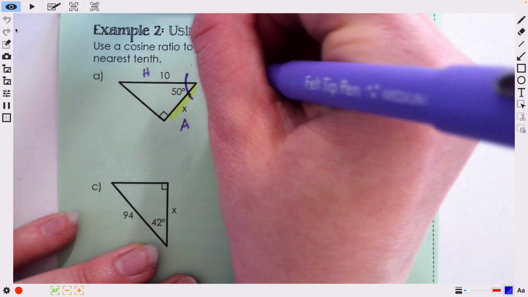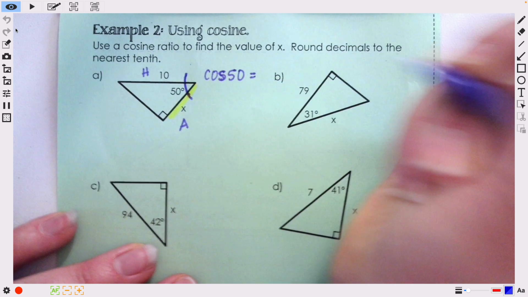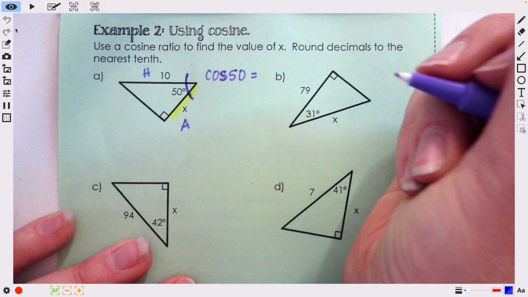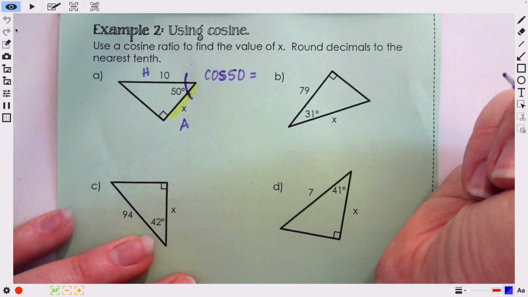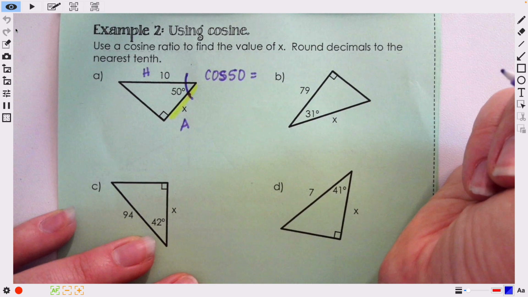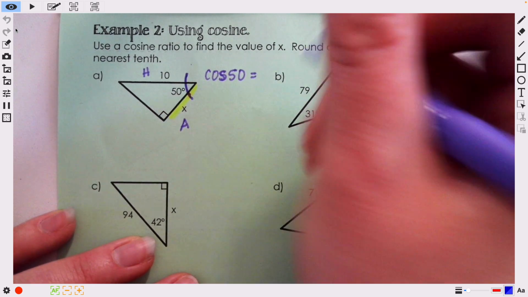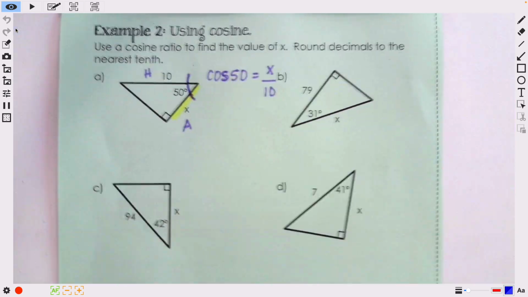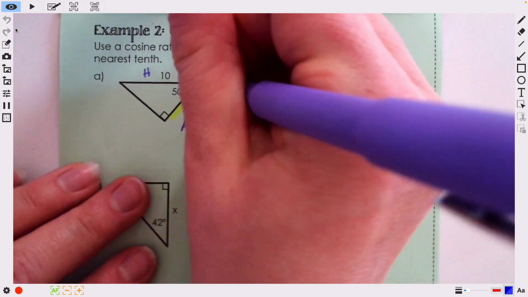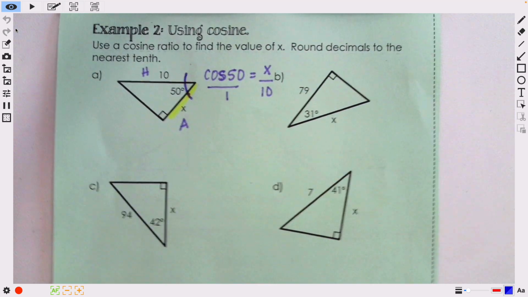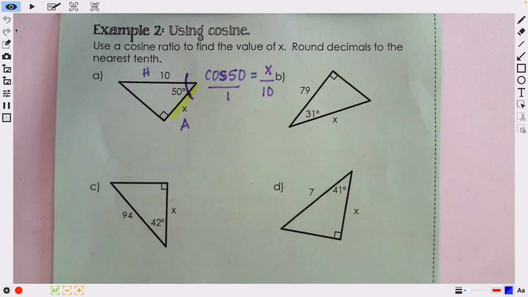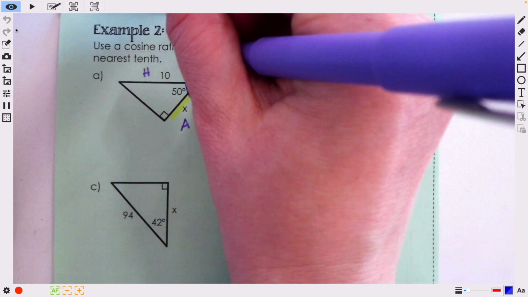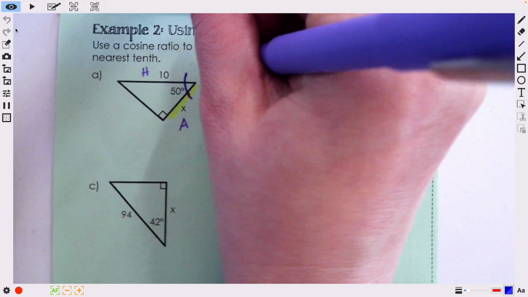Cosine of 50 equals, who wants to finish that ratio off for me? Somebody new. I've heard from Brooklyn, though. I appreciate you. Peter. X over 10. Okay, so this is our first one where X is on top. We're going to put it over 1. This is 0.6428.